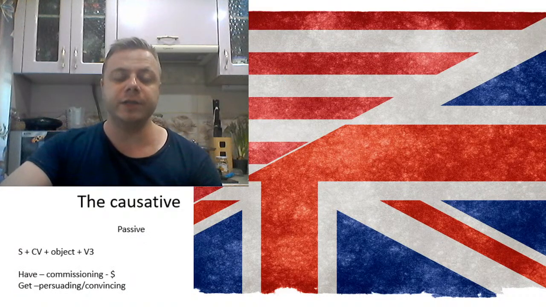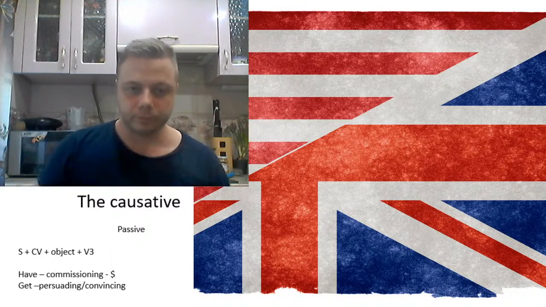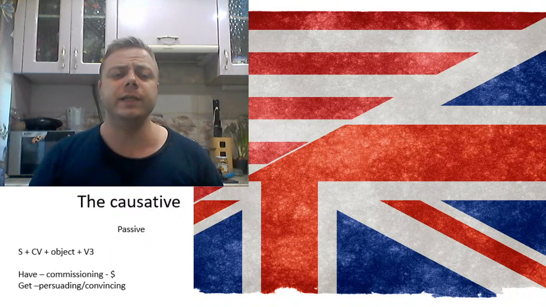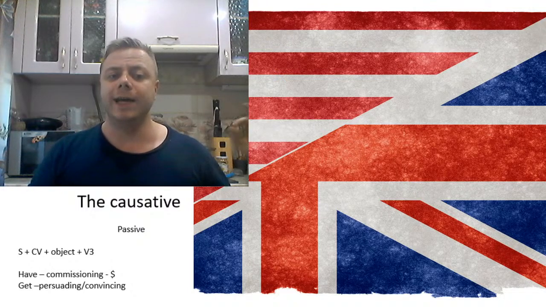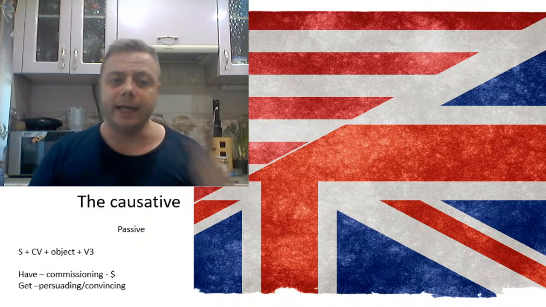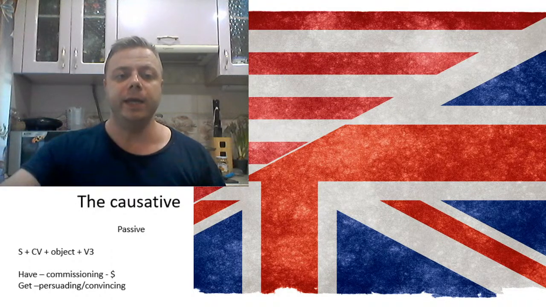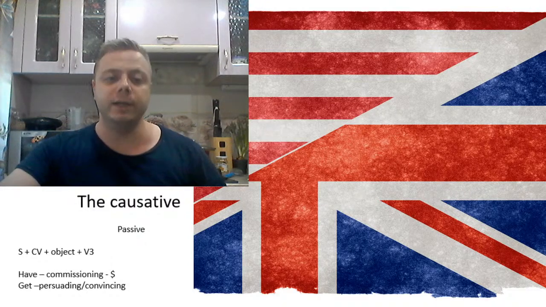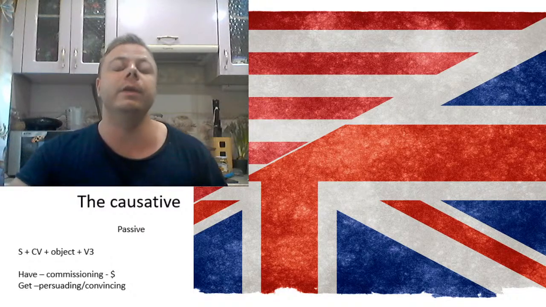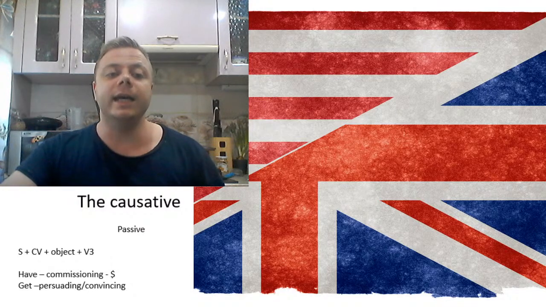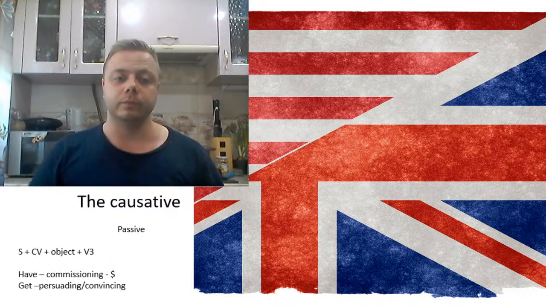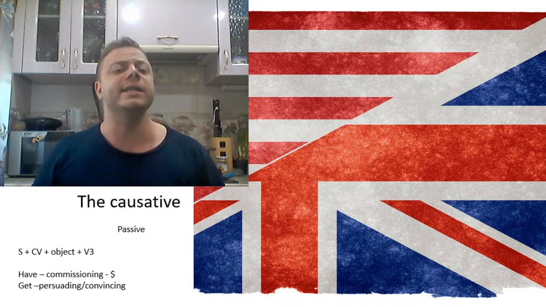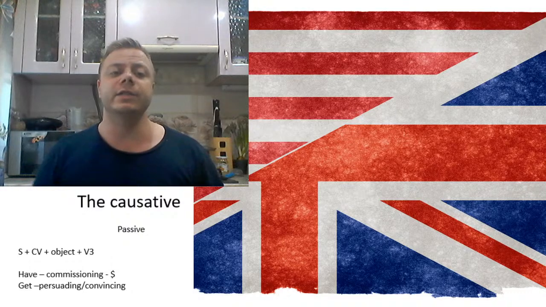Okay, let's move on to the next topic, the causative passive. We just talked about the active voice, where we used have, get, let, force, and make. In the passive constructions, we mostly use these two verbs, have and get. Have is used for commissioning, for when money is involved, and get is used when we're asking someone nicely to do something.